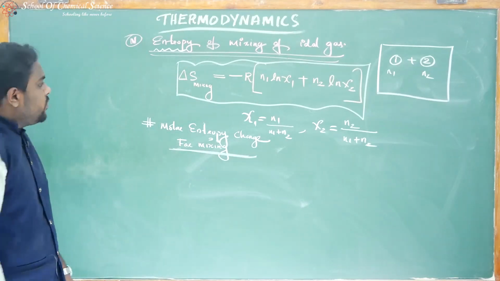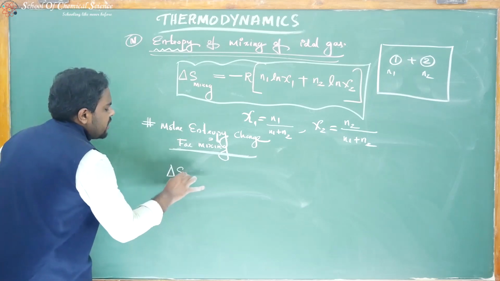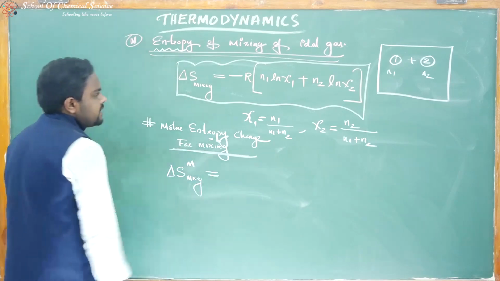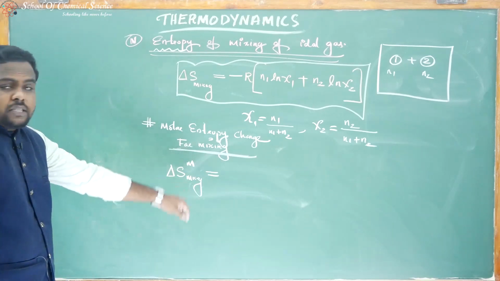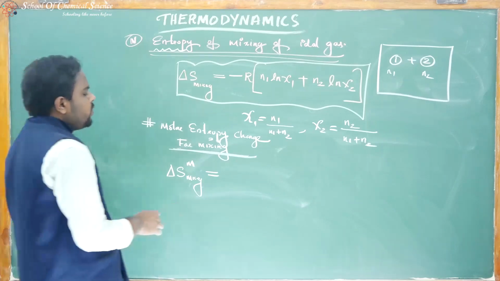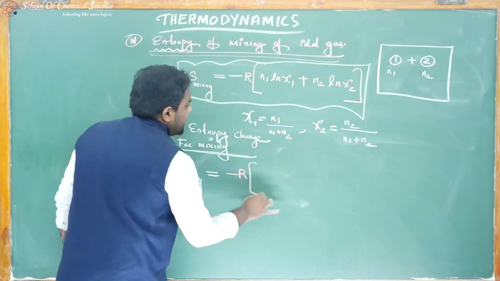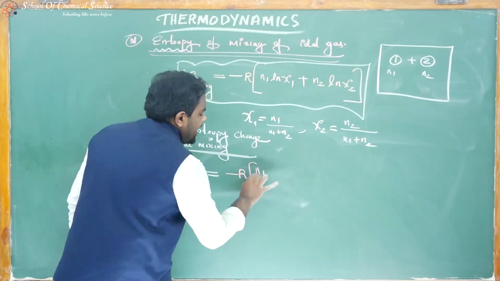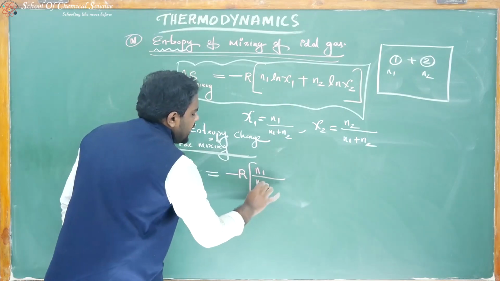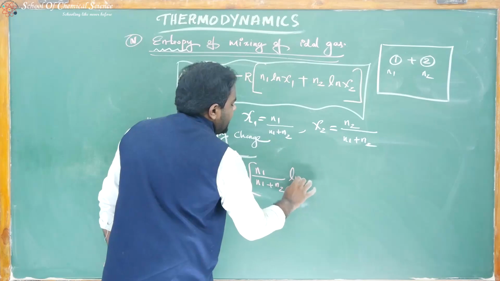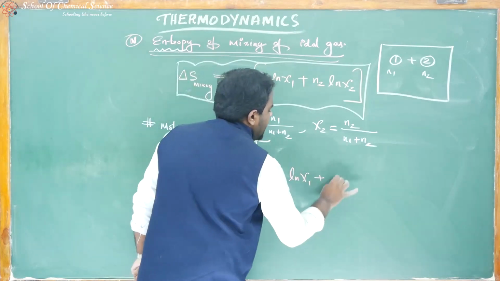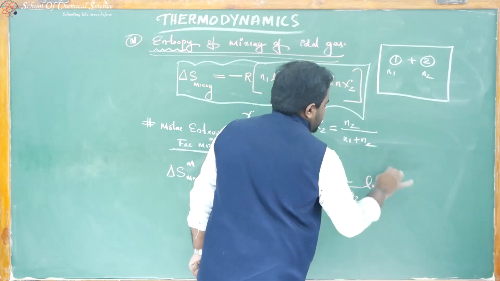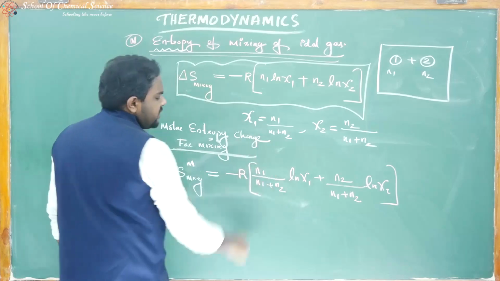Molar entropy change for mixing. Delta S mixing molar: dividing delta S mixing by the total number of moles, the equation is equal to minus R into bracket N1 divided by the total number of moles, which is N1 plus N2, ln chi1, plus N2 also divided by the total number of moles, ln chi2. Okay, N1 by N1 plus N2 is chi1.